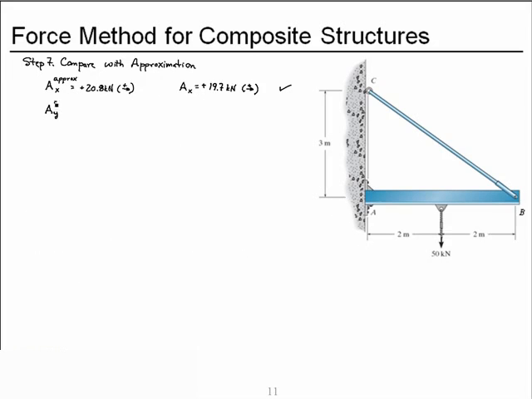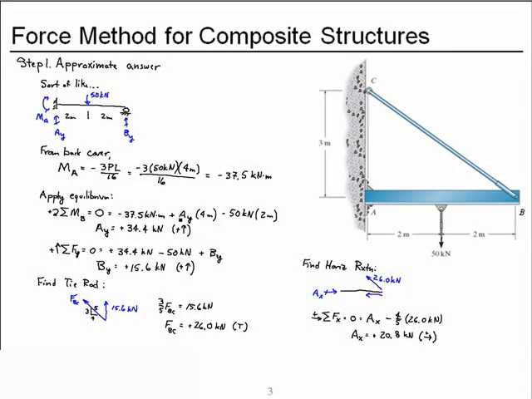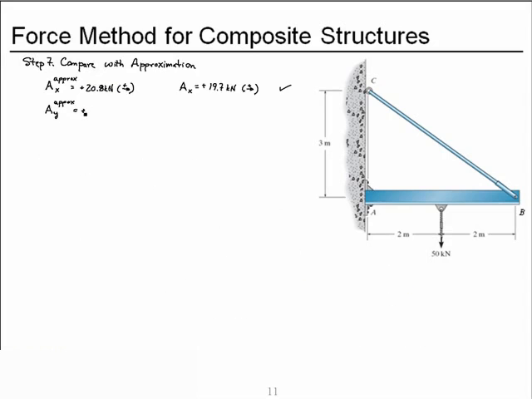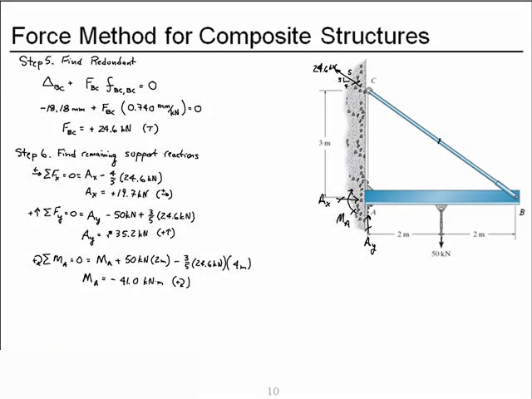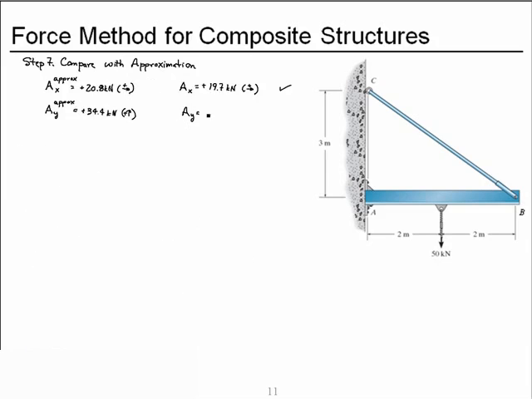For our vertical reaction at A, our approximate result was 34.4 kilonewtons acting upward. And from the force method we found 35.2 kilonewtons acting up. Those are also reasonably close.